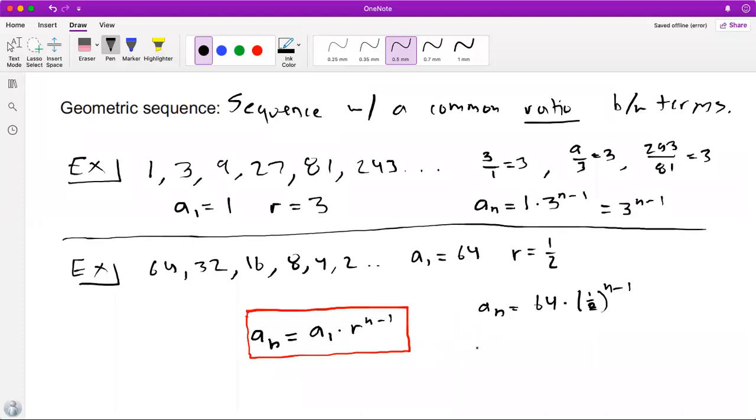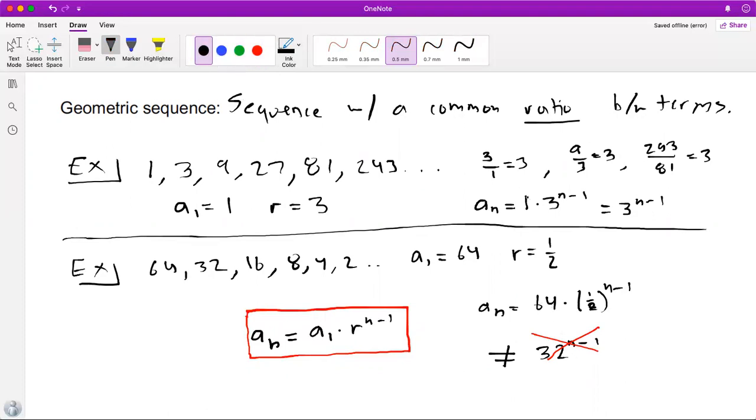Let me emphasize this as much as I possibly can. This does not equal 32 to the n minus 1. It's tempting to say, well, 64 times 1/2 is 32, but that doesn't work because this is raised to a power and this is not, so you cannot multiply these numbers. Let me say that again. You cannot multiply these numbers because one is raised to a power and one is not. So this is wrong. No, don't do that. That is incorrect, okay?